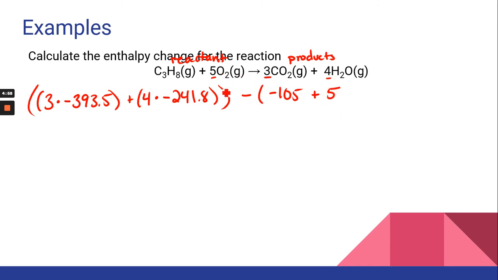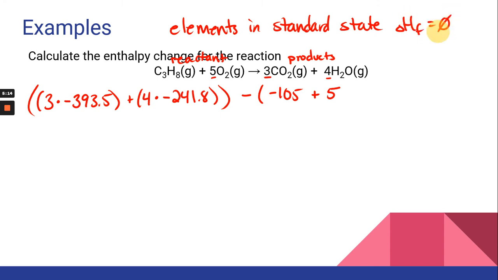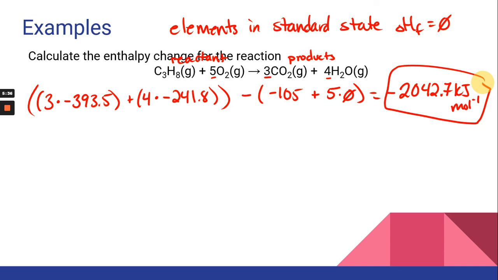Now wait, oxygen's not listed on section 12, and that's because it's an element in its standard state. So elements in their standard state have a formation value of 0. Okay, we're not really having to form it. It's not two things combining together to form this element. So it's 0. So we could say 5 times 0. And we get a heat of reaction of negative 2042.7 kilojoules per mole as our answer. So instead of looking at a series of reactions and flipping and manipulating them, we can just use the heat of formation for our different substances.